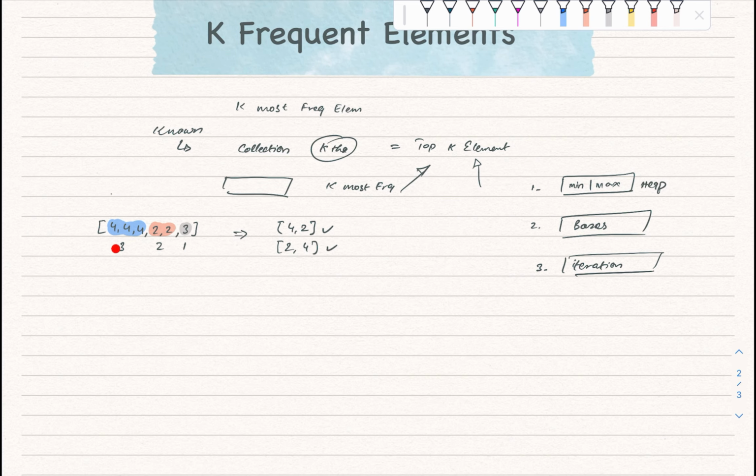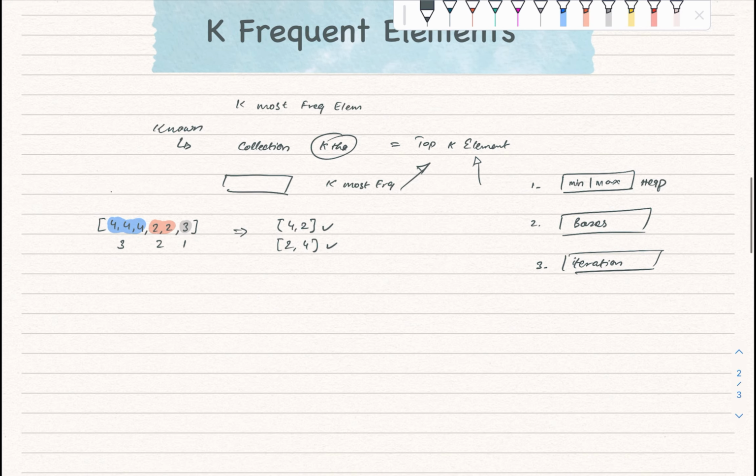Here they're providing us these elements and asking which are the k most frequent elements. You have to return the answer. Now if we make a map, we can say 4 is repeated 3 times, 2 is repeated 2 times, and 3 is repeated 1 time. So this is the number and that is its count, right?